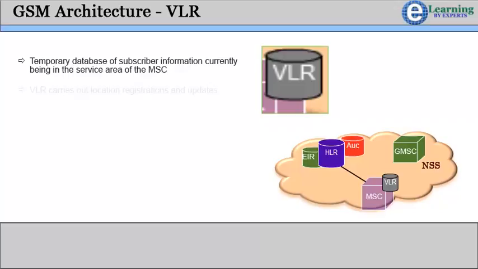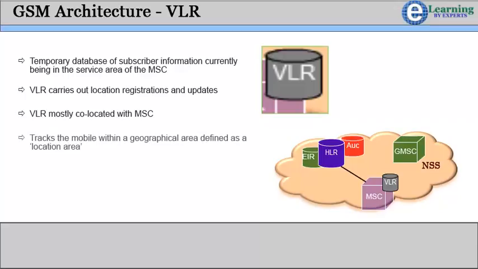The VLR carries out location registrations and updates. It means that when a mobile station comes to a new MSC serving area, it must register itself in the VLR. The VLR is normally implemented on the same hardware equipment as the MSC and the two are commonly referred to as the MSC VLR. The VLR tracks the mobile within a geographical area defined as a location area.